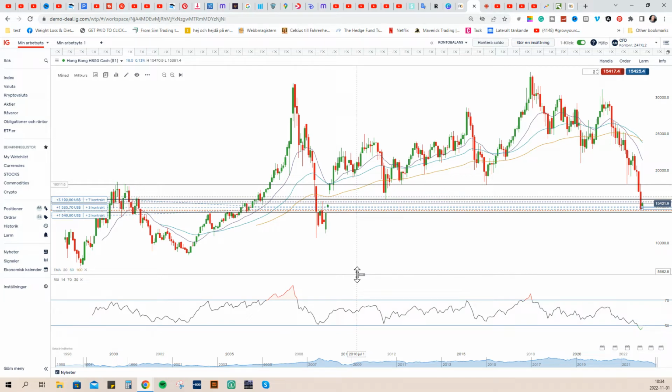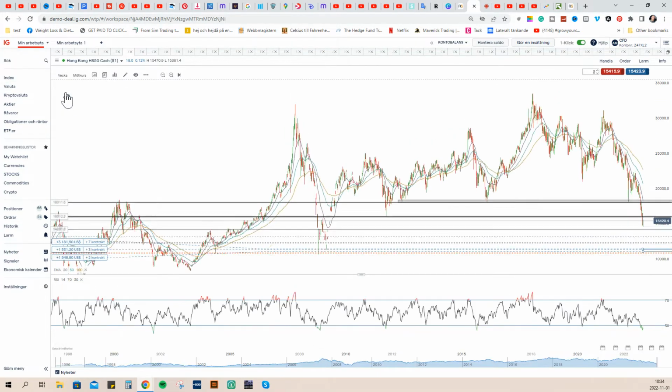We can also see that the RSI is below 30 on the monthly chart. So you can see it has not happened ever before for the last over 20 years. You can see here, this is 2001, 2000. So this is the first time we are below the RSI 30. And let's have a check on the weekly chart.